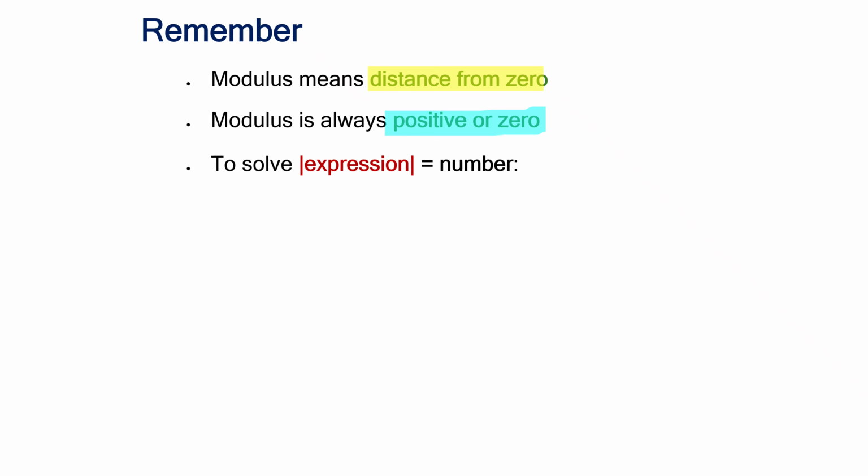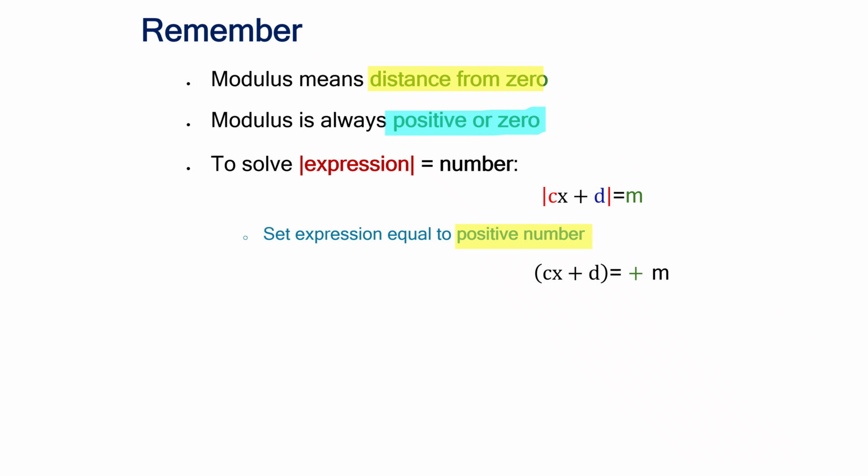Now that we have the concept down, let's learn how to solve equations with the absolute value function. When you see an equation like the absolute value of cx plus d equals m, where a modulus expression is set equal to a constant, we have to find all the numbers that lie at that specific distance from 0. To do this, we must split the problem into 2 separate ordinary linear equations. We set the inner expression equal to the positive constant, and we also set it equal to the negative constant. Then we solve both separately.